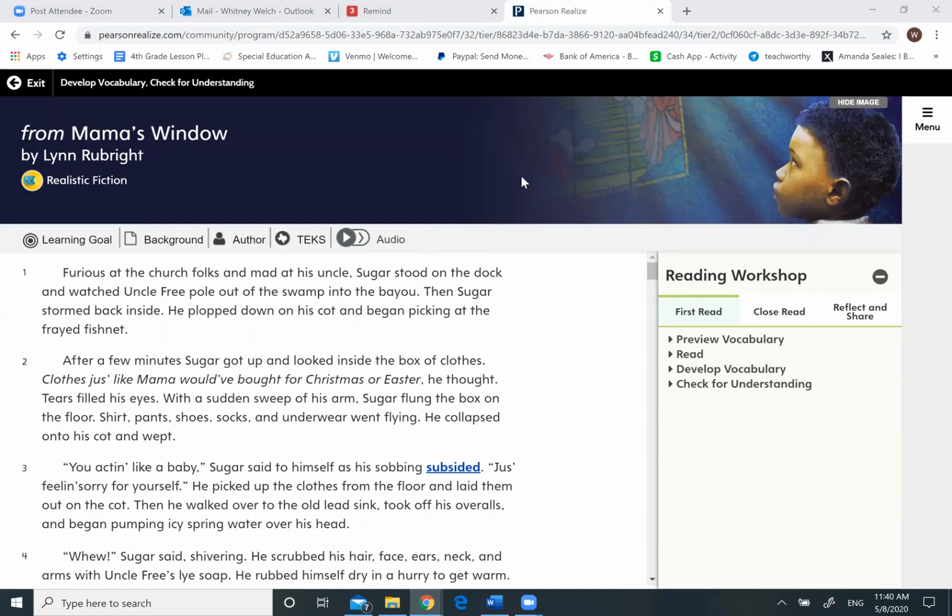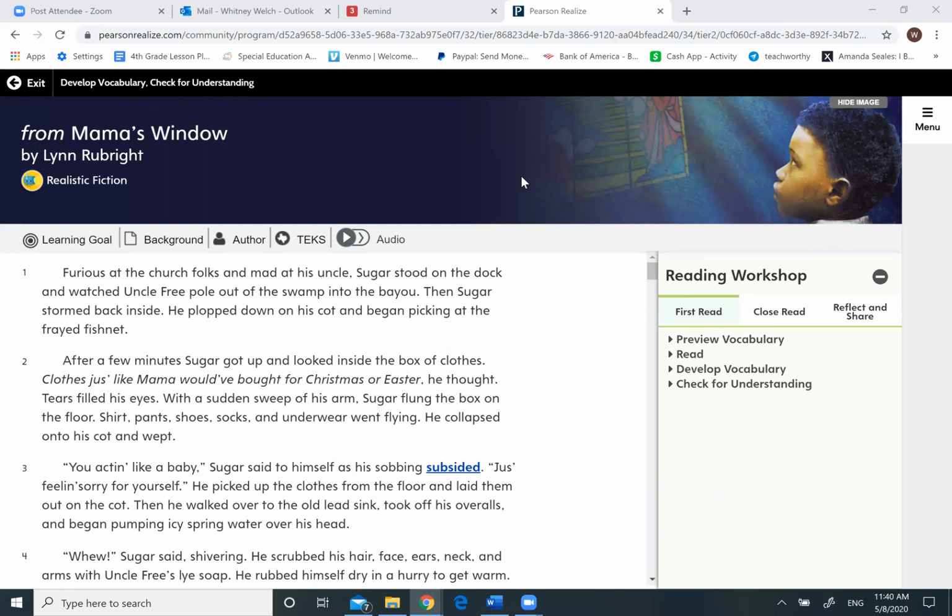And I'm also going to show you again where you can find them. Good, so y'all already know the answer. I see that in the chat box. You're going to see where to find those questions in Pearson today, all right? So the title of this story is From Mama's Window, and we know this to be a realistic fiction.